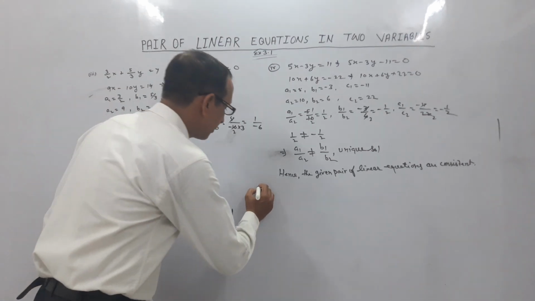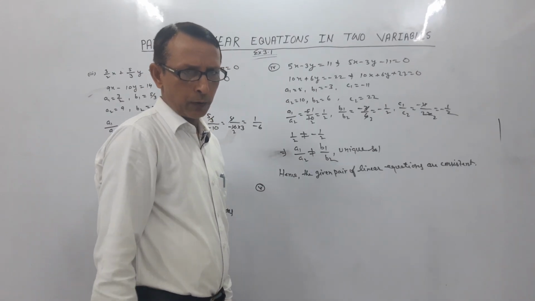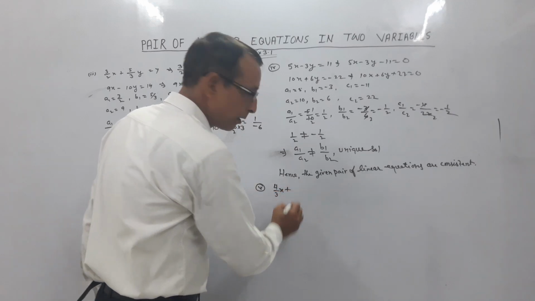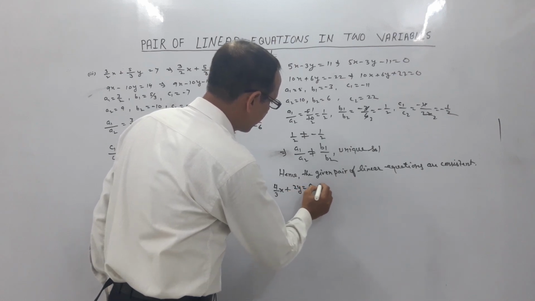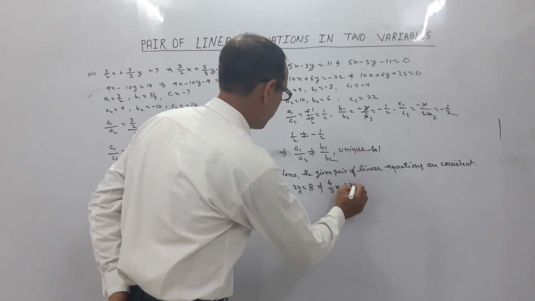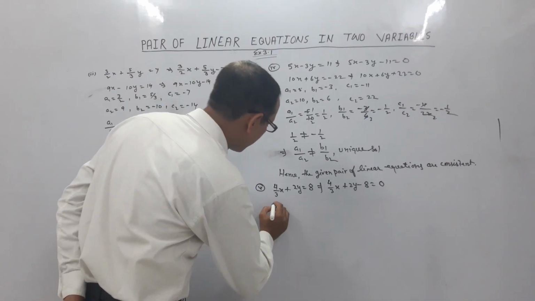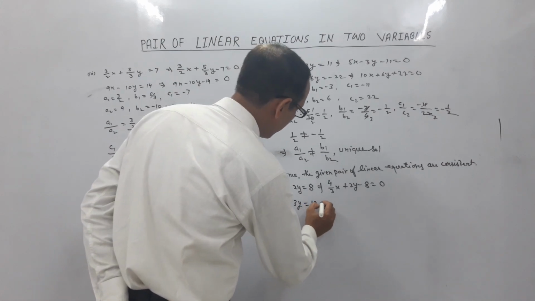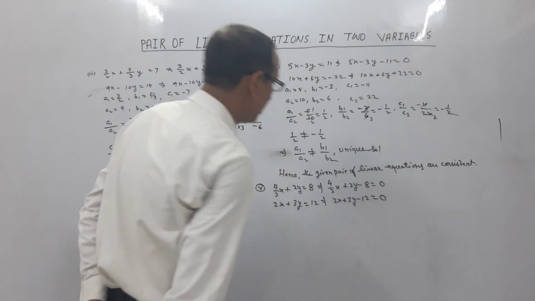Okay, and now last question is 5. In this we are doing question 5. So the question 5 is 4/3x plus 2y equal to 8. So then implies 4/3x plus 2y minus 8 equal to 0. And second equation 2x plus 3y equal to 12. So 2x plus 3y minus 12 equal to 0.